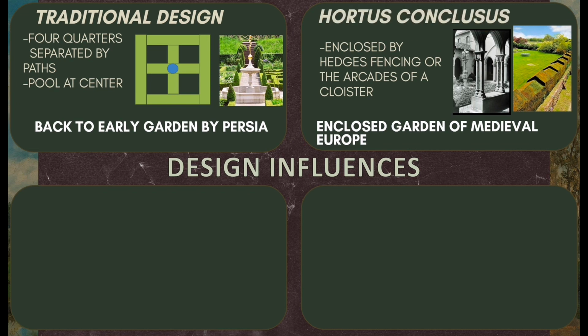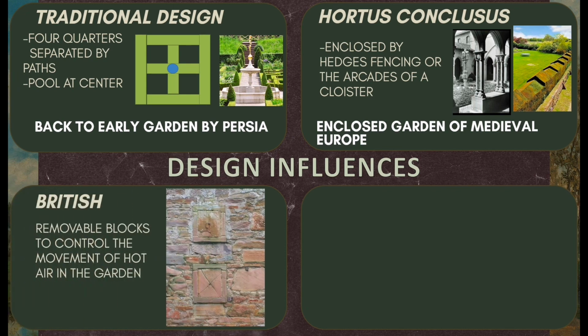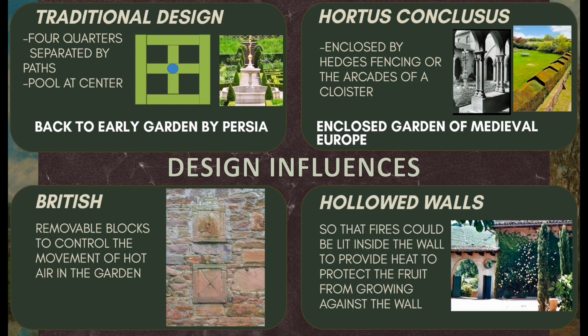Next, the British invented removable blocks to control the movement of hot air in the garden. And some of the garden designs have hollowed walls, where a fire is lit inside the wall, and it will provide heat to protect the fruit growing against the wall.